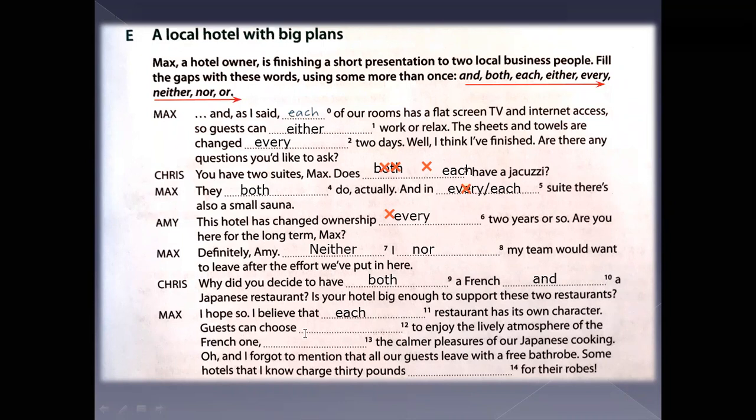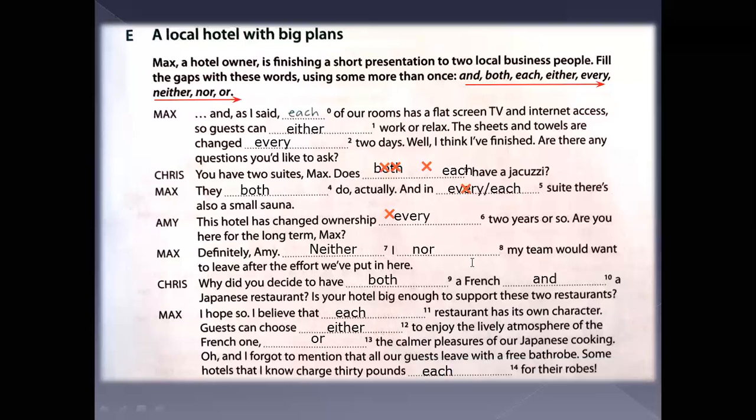Guests can choose either to enjoy the lively atmosphere of the French one, or the calm pleasure of Japanese cooking. I forgot to mention that all guests get free breakfast. Some hotels that I know charge 30 pounds for their rooms. 30 pounds each? Each.